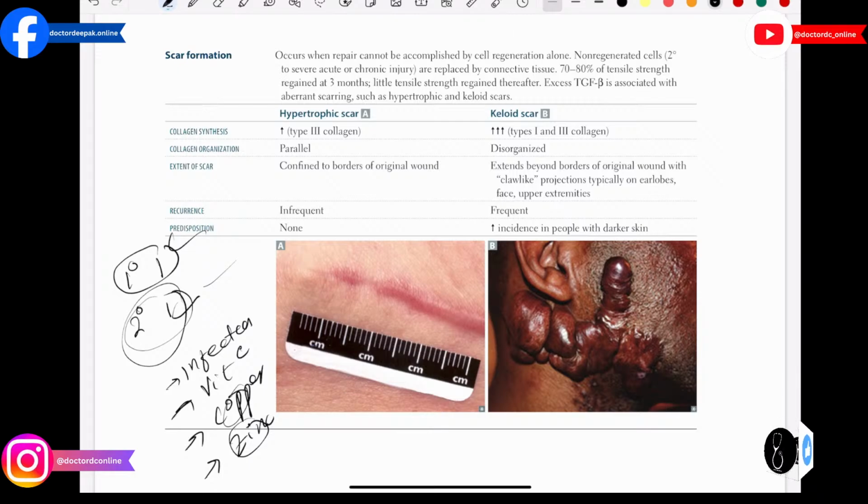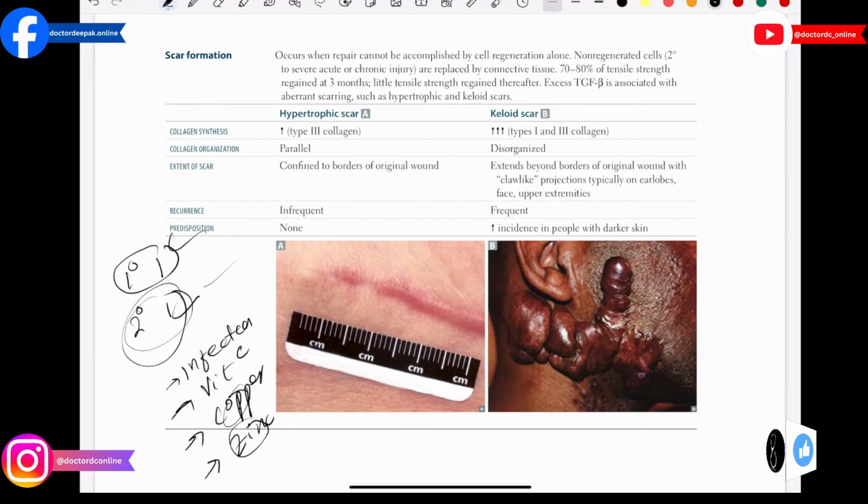Then after that, zinc, I already explained this. Zinc is a cofactor for collagenase. What is collagenase? It is an enzyme which is going to replace the type 3 collagen with type 1 collagen. So this is about zinc. These are the important points which you have to remember.